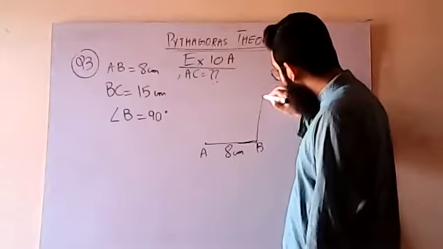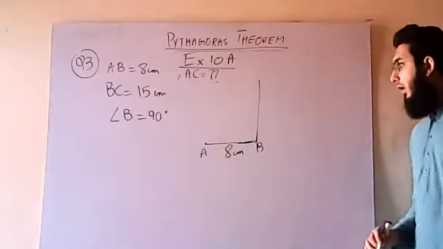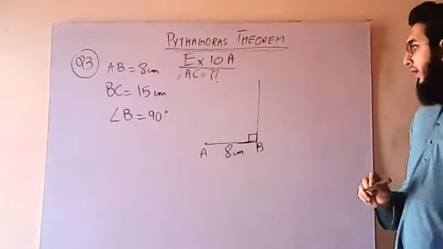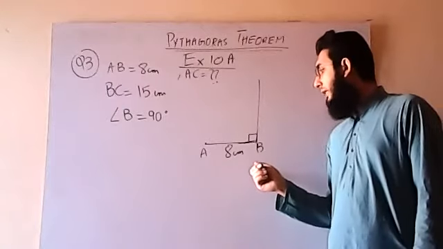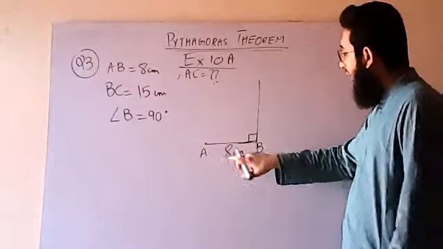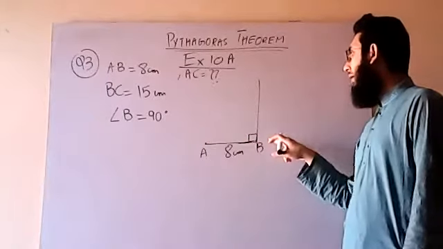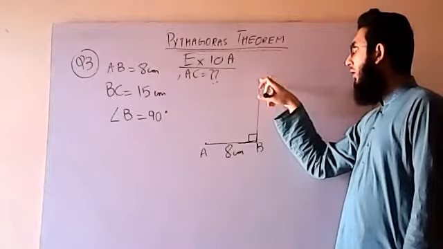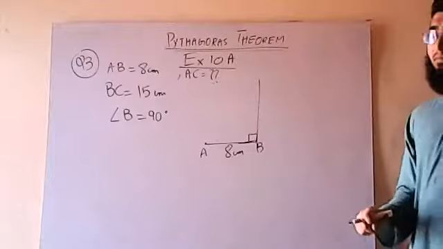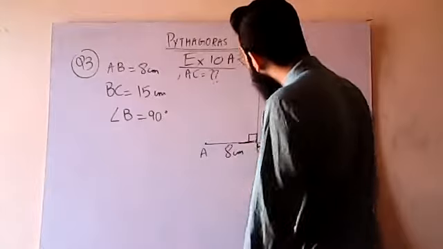So angle B will be 90 degrees. If this is 90 degrees, I now know the direction of the third side is somewhere here. These are two sides. This is the first vertex, this is the second vertex. Where will the third vertex be? It should be lying somewhere here because angle B is 90 degrees.